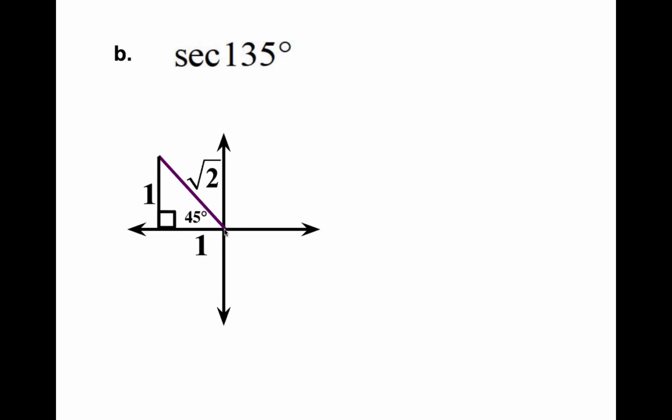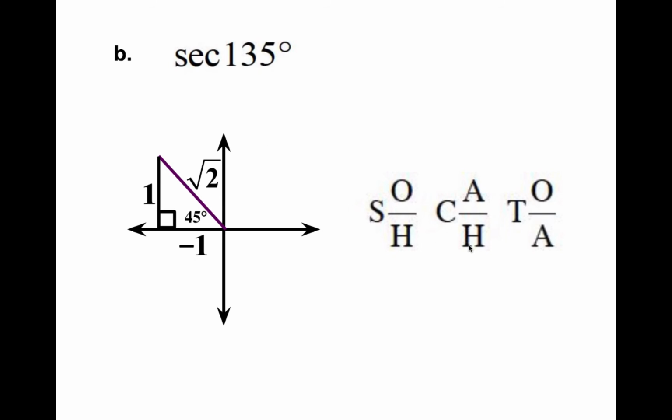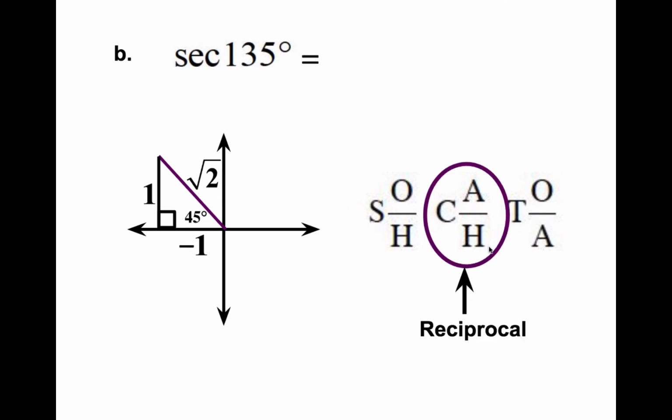Going left is negative, up is positive. Secant is the reciprocal of cosine. Remember, they're always backwards from each other. So that would mean this is h over a. So the hypotenuse is the square root of 2 over the adjacent side to my reference angle, which is -1. This simplifies to negative root 2.